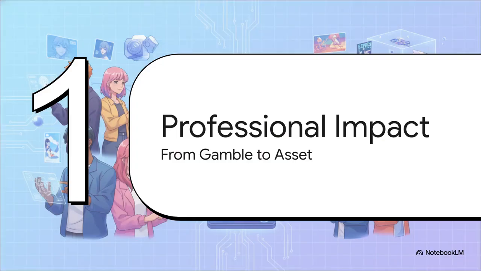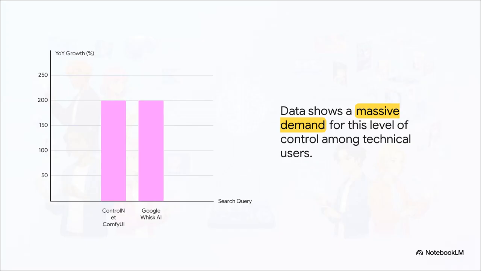So let's zoom out for a second and talk about the impact of all this. For professionals, this is a monumental shift. It's really about moving away from a creative gamble and toward producing a reliable, engineered asset. And hey, you don't have to take my word for it. The data speaks for itself. There is a massive, and I mean massive, demand for this level of control. We're seeing a sustained 200% year-over-year growth in people searching for these exact tools. Professionals are actively hunting these solutions down.